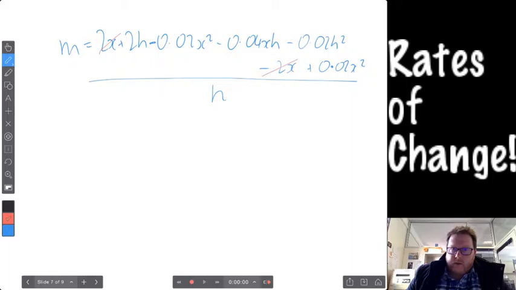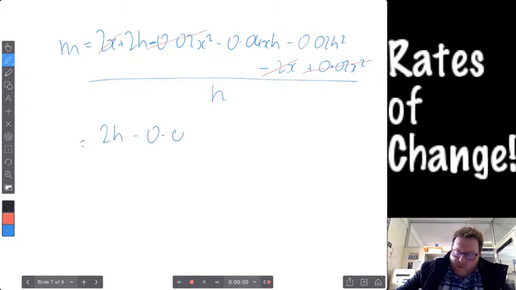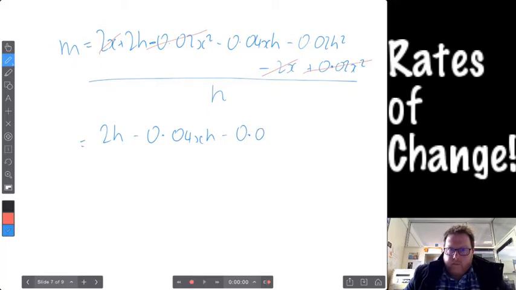2x minus 2x is 0. The negative 0.02x squared and the positive 0.02x squared also cancel out. So we're left with 2h minus 0.04xh minus 0.02h squared, all over h. I haven't put in the limit at the moment because I just want to concentrate on what we're doing here with the gradient.